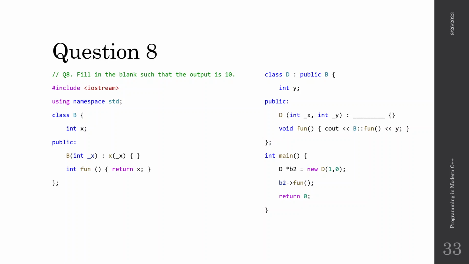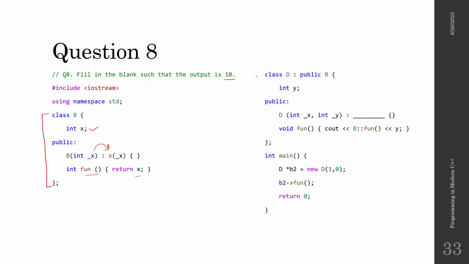Okay, now let us discuss the solution. So in this question, we have to fill in the blank such that the output is 10. Then we have one class B with a private data member X, and in the public access specifier we have a constructor which sets X to underscore X, and then we also have a function called fun which returns the data member X.